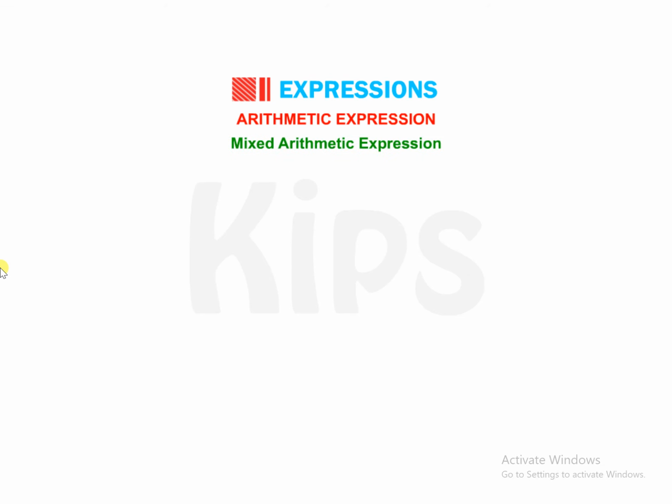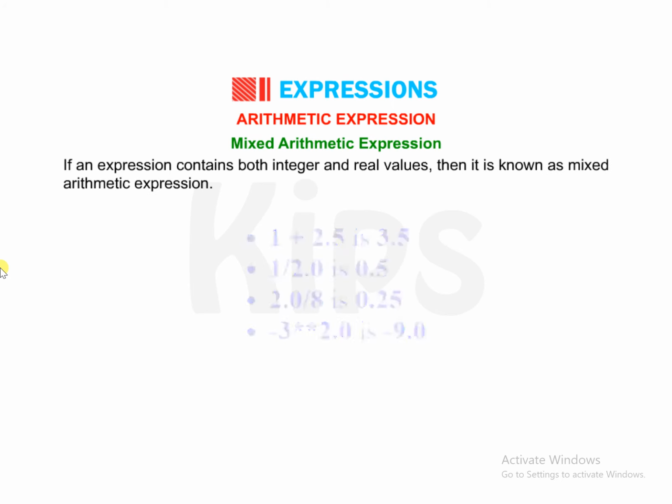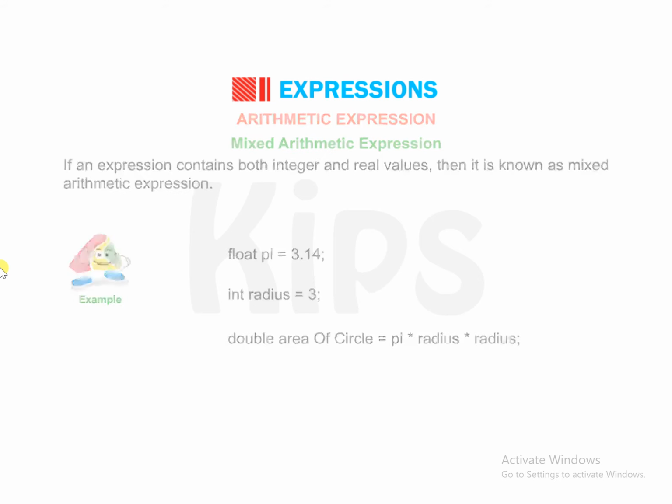Mixed arithmetic expression. If an expression contains both integer and real values, then it is known as a mixed arithmetic expression. Example: float pi = 3.14; int radius = 3; double areaOfCircle = pi * radius;.